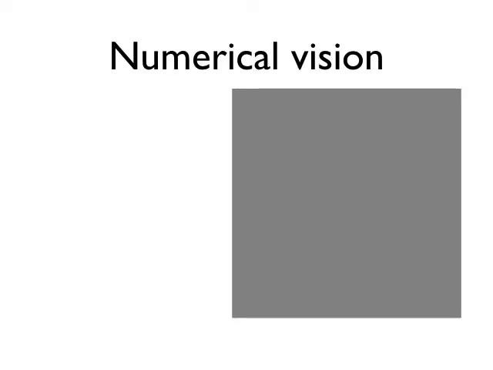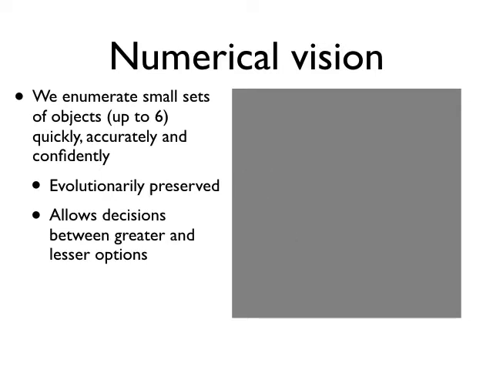So if we see a display like this, we can see a little group of objects, in this case dots, very simple objects. And we know how many objects it is pretty accurately, particularly with small numbers of objects. Up to about 6 objects, humans can enumerate a set like this very quickly, very accurately, and very confidently. Humans think we're clever with numbers, but a newborn chicken can do this. So this is not necessarily a very high level of cognition.